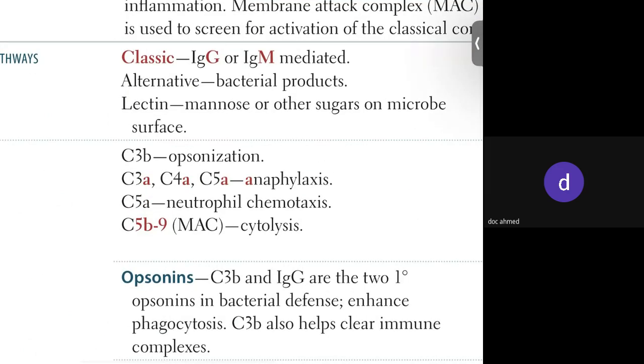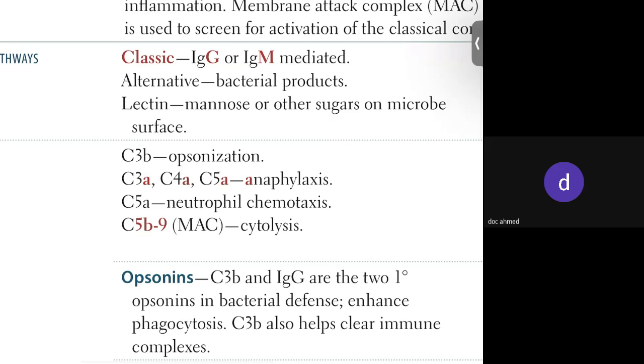And the highest-yield take-home points are these. C3b is a good option in one of your really high-yield MCQs. C5a, C3a, and C4a are your anaphylatoxins. They lead to anaphylaxis. What is anaphylaxis? You know that: histamine dumping, vasodilation, anaphylactic shock, and everything, right? C5a leads to neutrophil chemotaxis. So along with MAC, they call upon the neutrophils also to destroy things, right? And C5b to C9 is your membrane attack complex. We already discussed that, right?